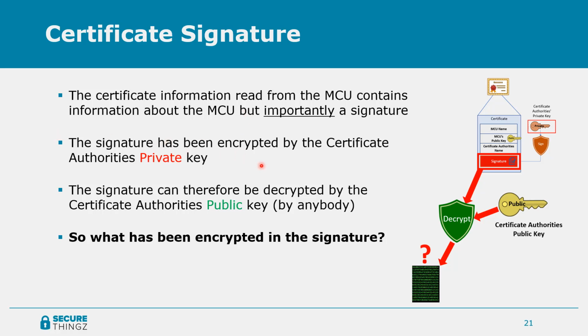So let's have a look at the signature in a bit more detail. The certificate information read from the MCU contains information about the MCU, but very importantly this signature here. The signature has been encrypted by the certificate authority's private key, so that is the key that's held secret by that authority. Nobody can gain access to it. The signature can therefore be decrypted by the certificate authority's public key, by anybody of course, because you can just ask for it. So what has been encrypted in the signature of the certificate?